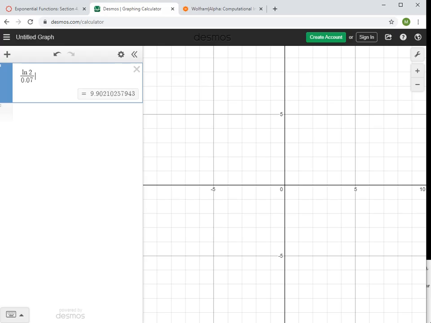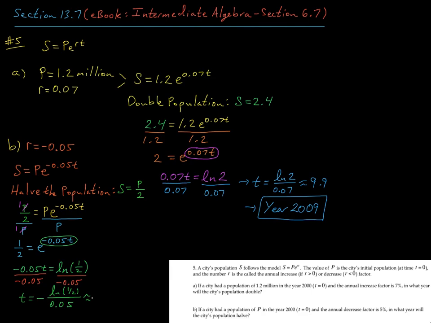Okay, this is going to be what? Well, let's go to the calculator. So minus, we want the natural log of 1/2, and then we're dividing by 0.05, and we get about 13.9 if I round a bit there. So again, since the year 2000 is when t is 0, and we're saying that the population will halve 13.9 years later, this then will happen in the year 2013. So we're not quite to 2014.